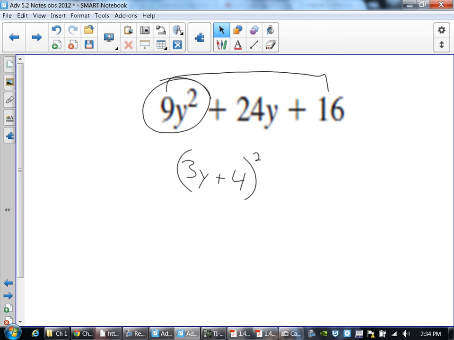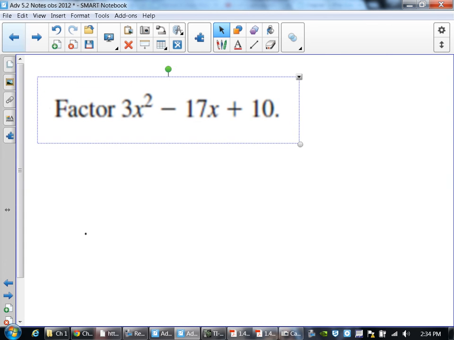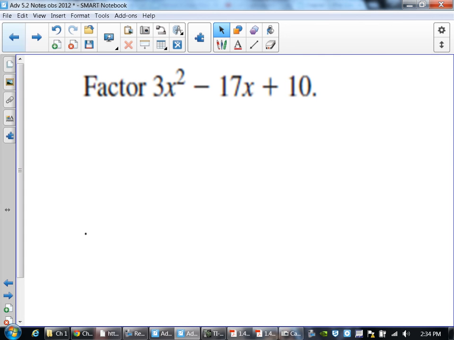How do I go the long way? Yeah. I'm going to show you with one that you have to go the long way. This is the method that most people hate because it takes time. So in this case here, I've got 3x squared minus 17x plus 10.